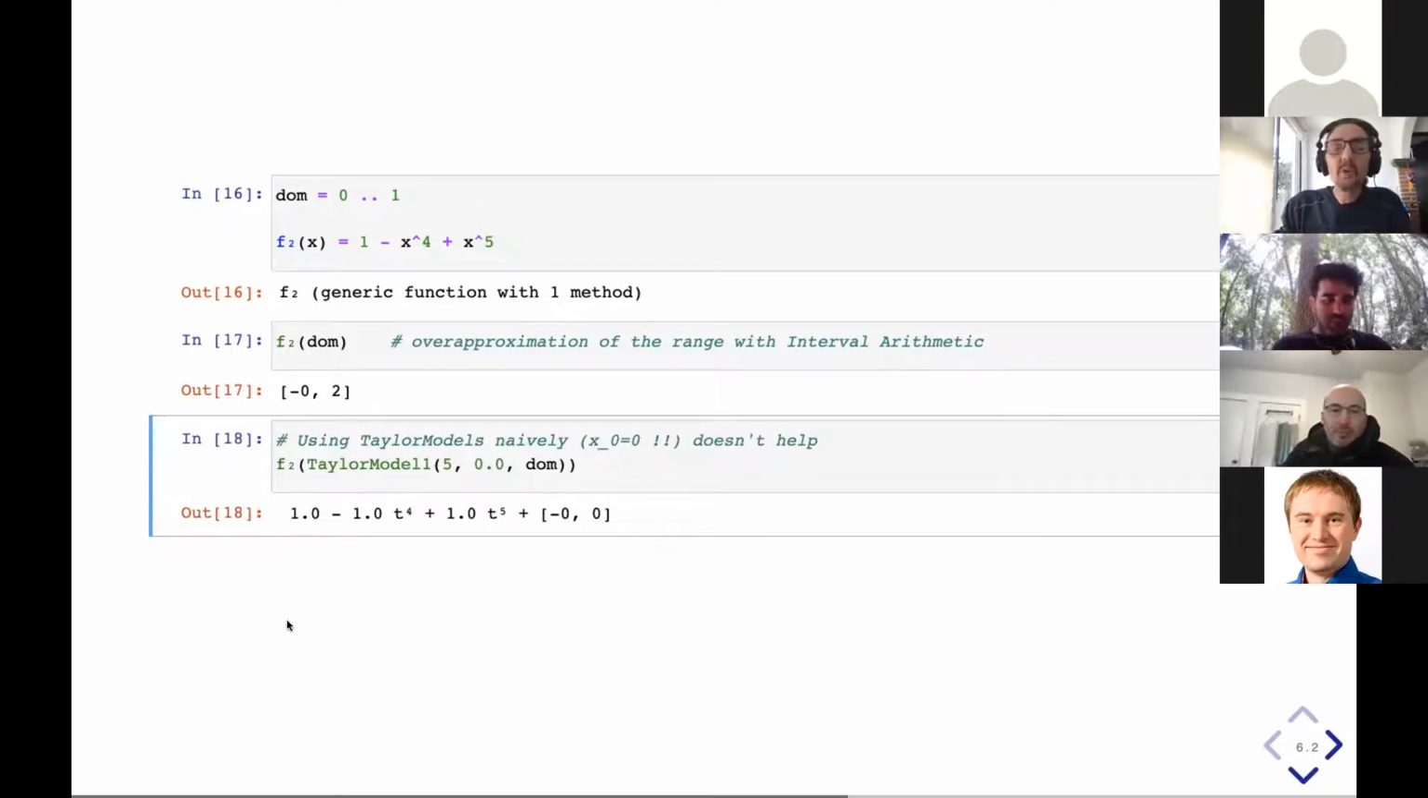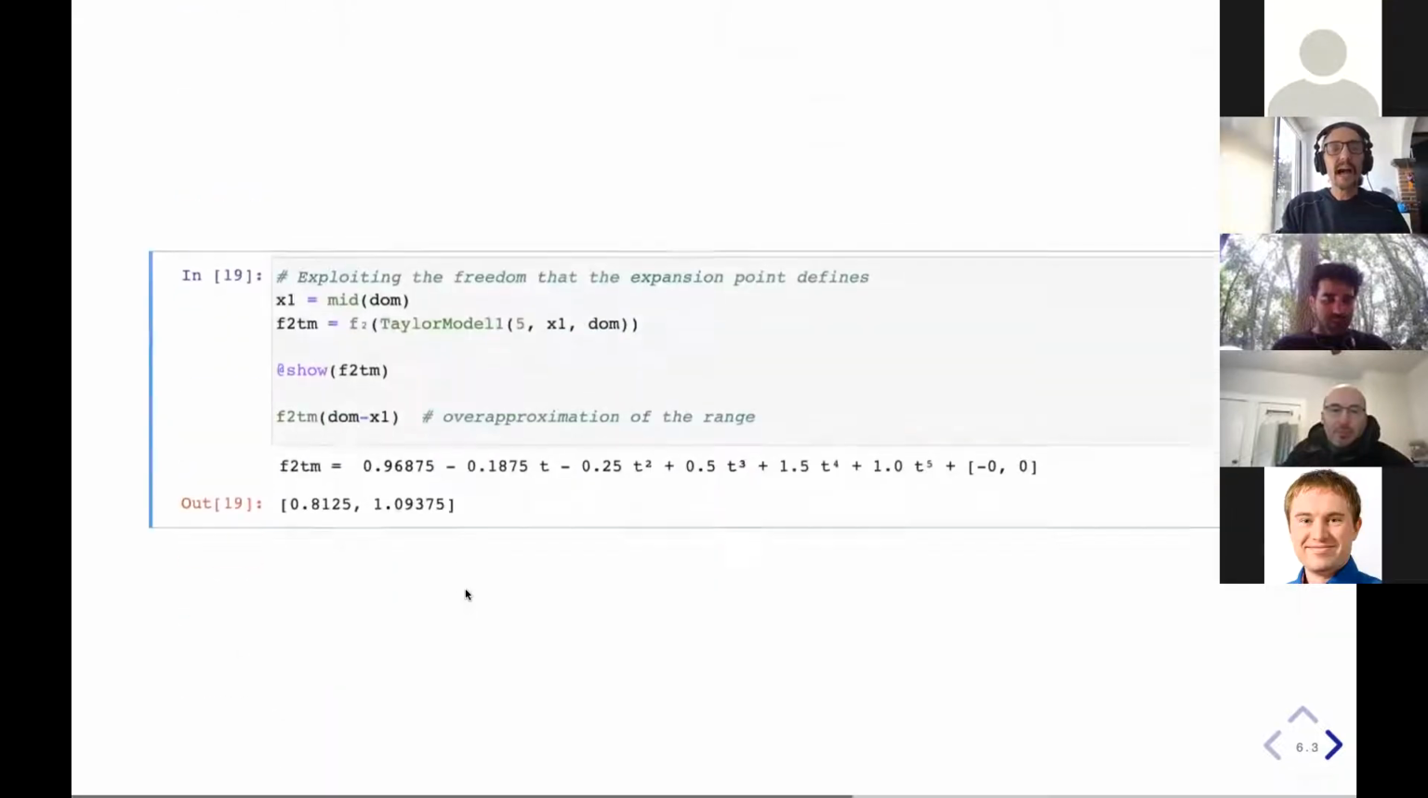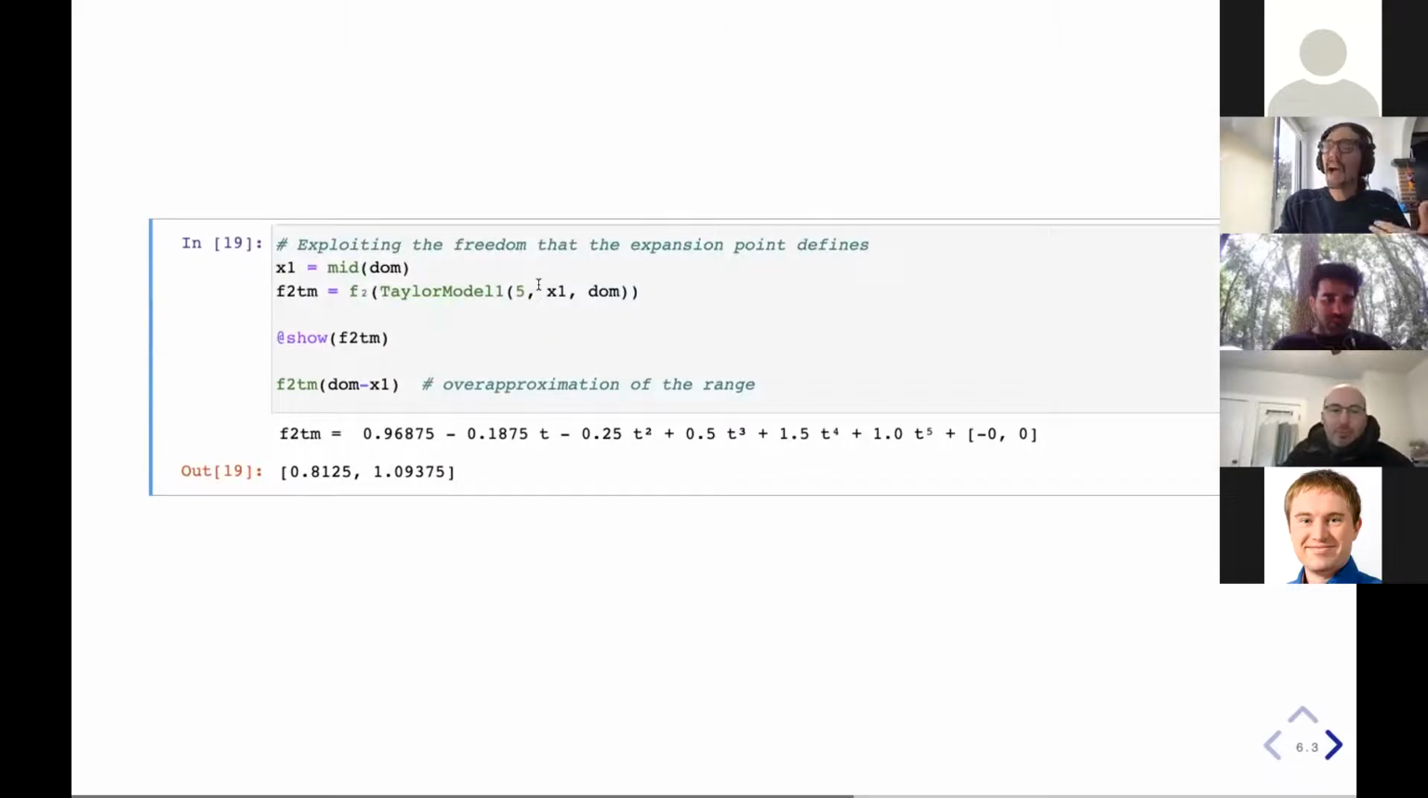Now, if you would do Taylor models very naively, and let me emphasize very naively, so expanding around zero for that domain, then the expansion of a polynomial is a polynomial, so you get the same answer. So whenever you evaluate this polynomial, again, you will have this 0-2 range, so no help at all. The point I want to emphasize here is that Taylor models allow you to play with the expansion point. And that actually helps you to constrain the range quite a lot.